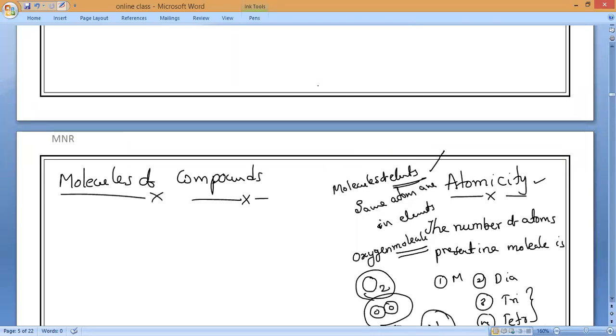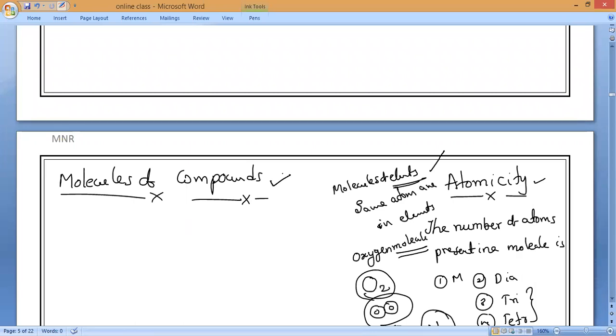Now, in today's class, we are going to study molecules of compounds. Do the same atoms or different atoms combine chemically? Different atoms. Different atoms will chemically combine together. More than one kind of atom, then that is called molecules of compounds.